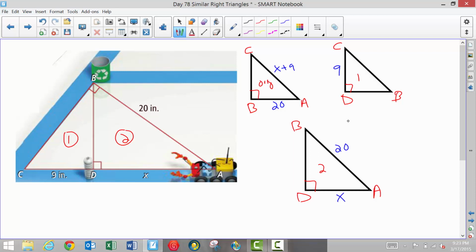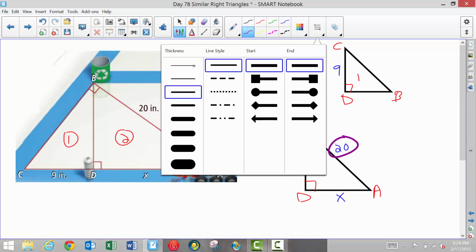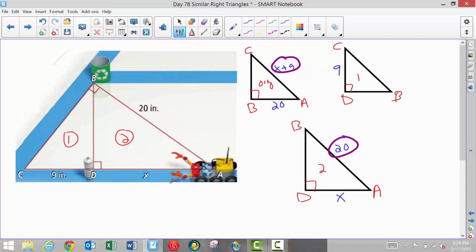That's all for x. I picked the two triangles that contain x, the original and triangle 2. Therefore, I know the side ratios between the original and triangle 2 will be the same. Why? Because I know that they're similar right triangles. So I know that x plus 9 gets compared to 20, and 20 gets compared to x.